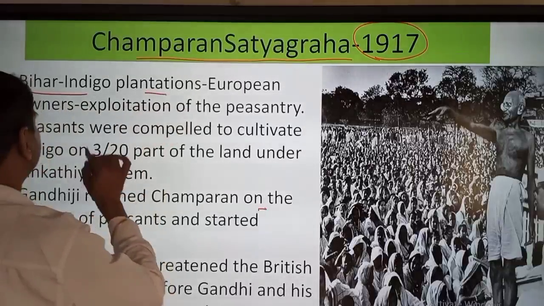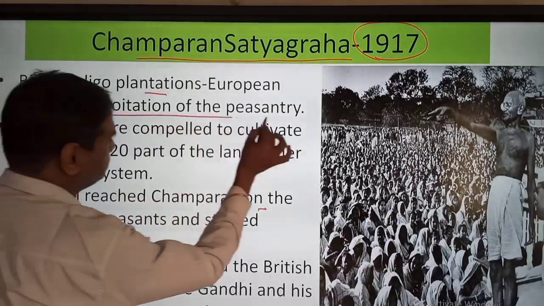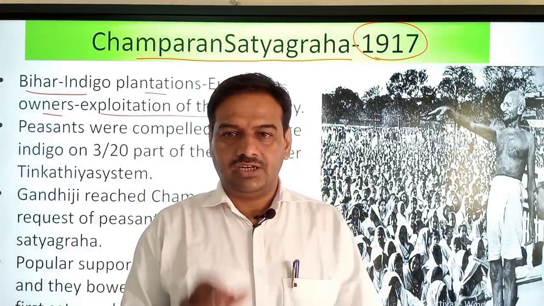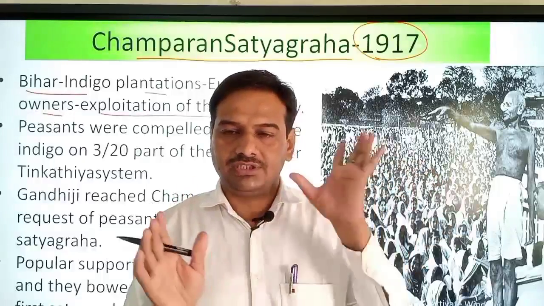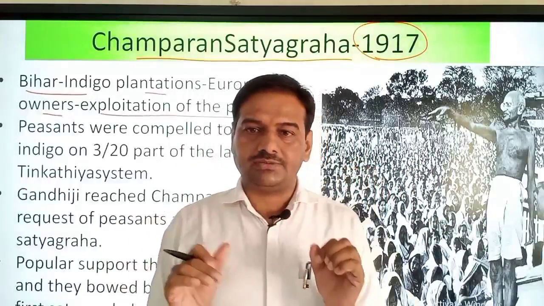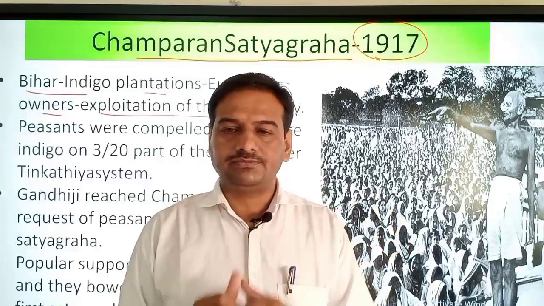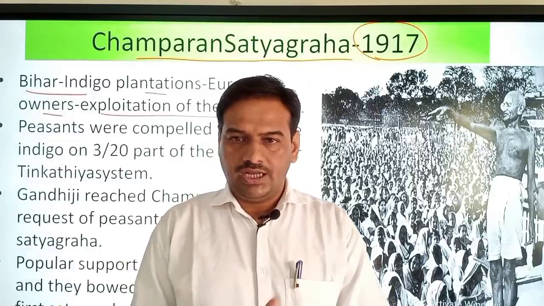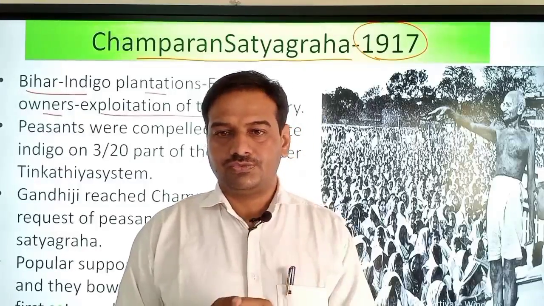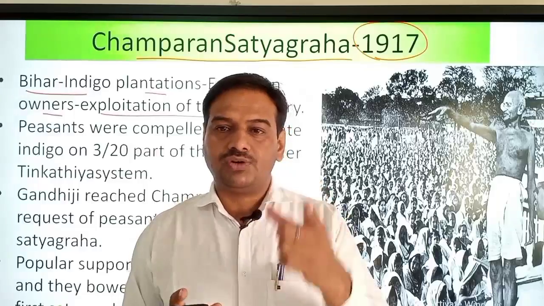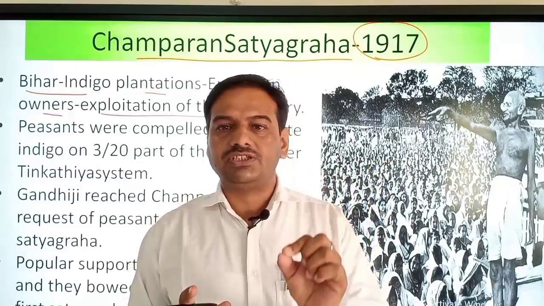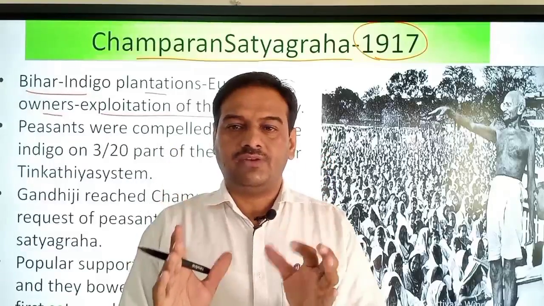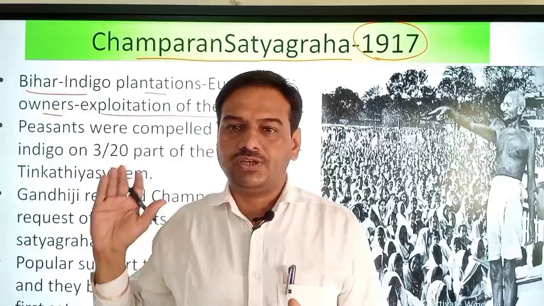Bihar Indigo Plantations, European owners and exploitation of the peasantry. As we discussed in Rebels and the Raj, the Britishers were keen to annex the Awadh region. Because the land of the Awadh region, that included eastern UP and Bihar, was very fertile because it is irrigated by the Ganga and its tributary rivers, and it was best for the cultivation of indigo. And indigo was required in large quantity in the British industries, especially the British textile industries at that time. So this region was used later on, after the annexation of Awadh, for the cultivation of indigo.